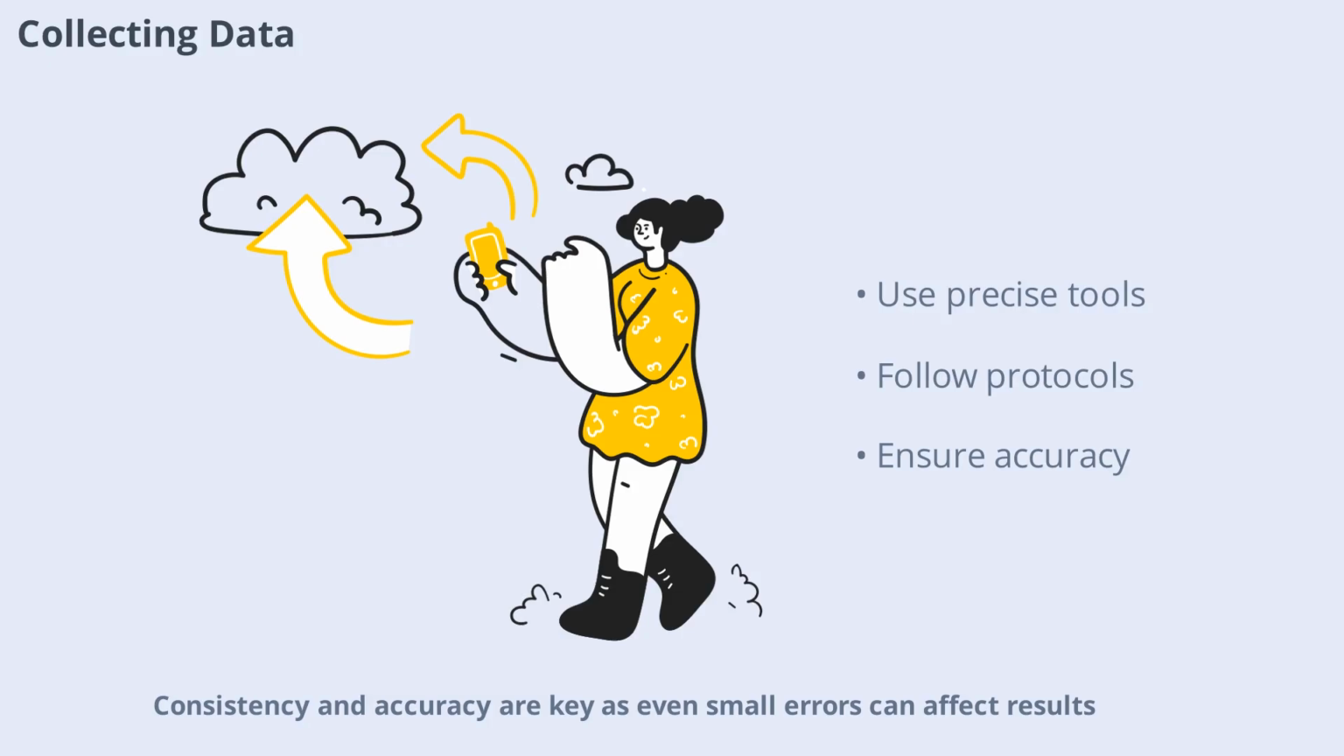Consistency and accuracy are key, as even small errors can affect results. By following standardized protocols, researchers ensure that their data is reliable and can be compared across studies.